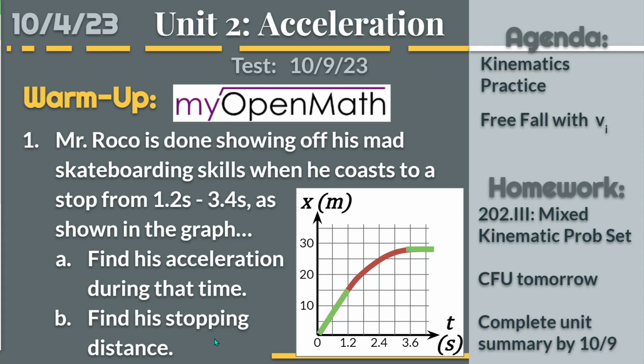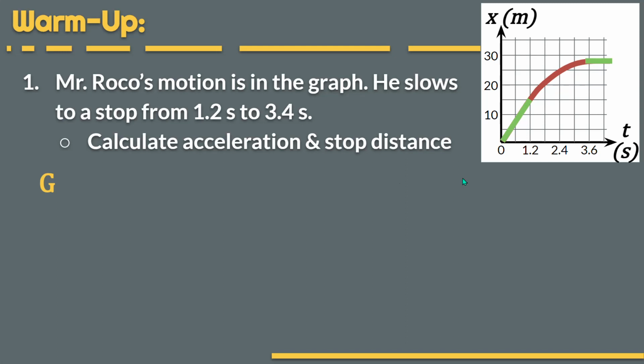So we have a couple of calculations to do, but we have to get some of our data from our graph because it's not really given to us in the question. So let's go ahead and take a look at how we could approach this. So again, we're trying to solve for acceleration and stopping distance. So the first thing we're going to want to do is label the information that we've been given.